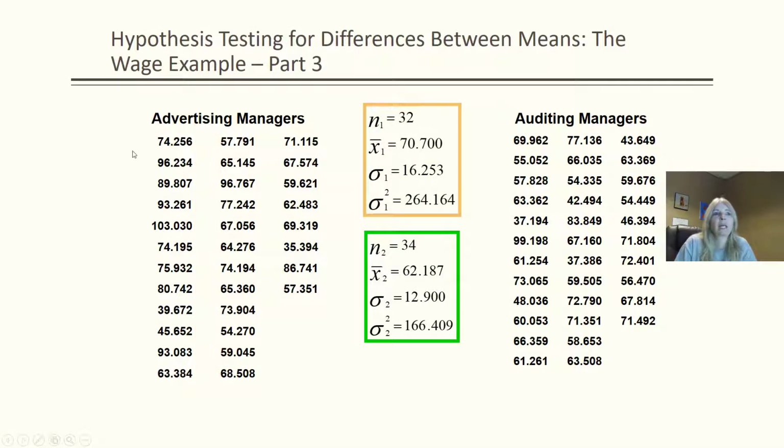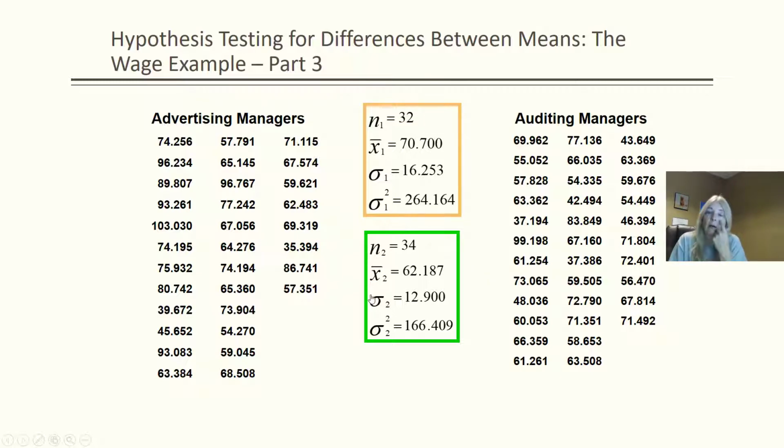So I'm given some data between advertising managers and auditing managers, and we're basically saying their salaries are the same. And so I get the number in the sample, I get the sample average, I get the sample standard deviation, and of course I can square it and get the variance for both of these.